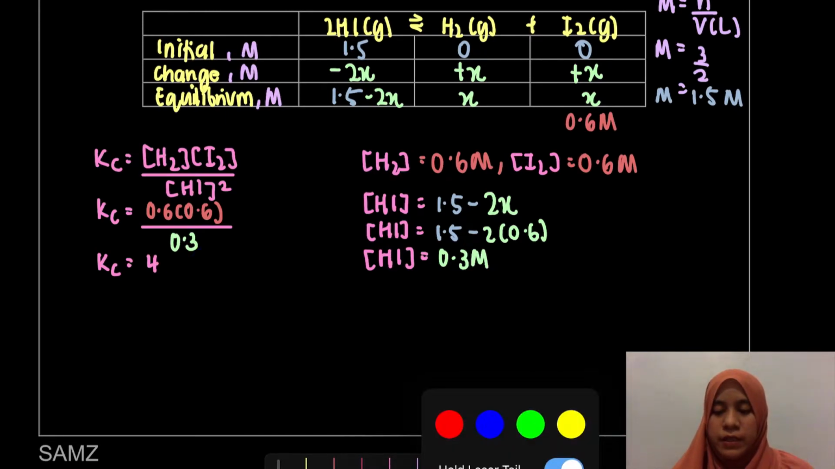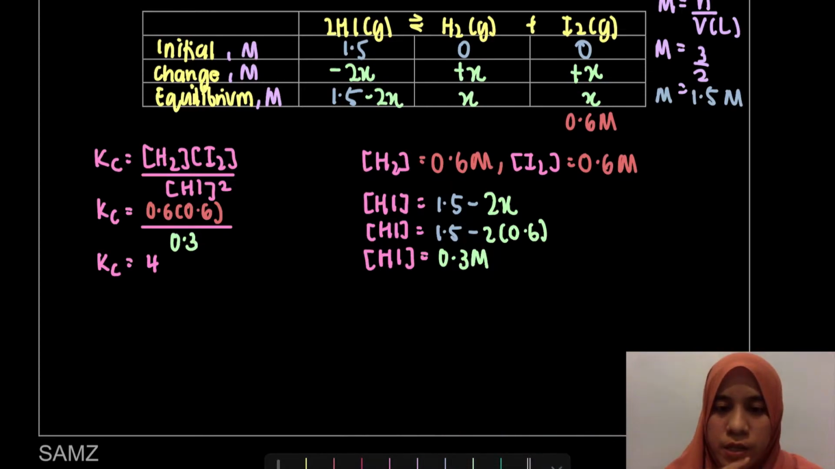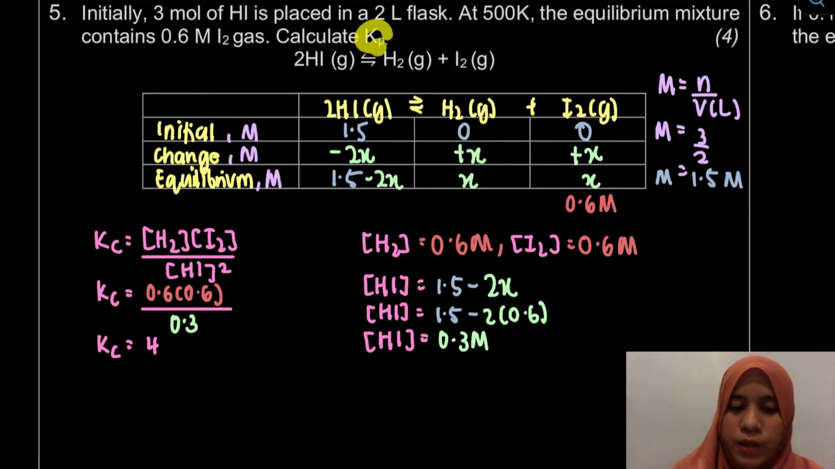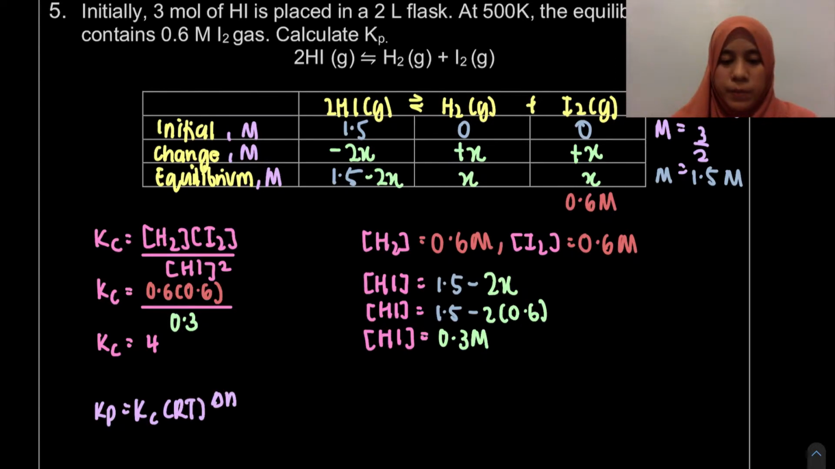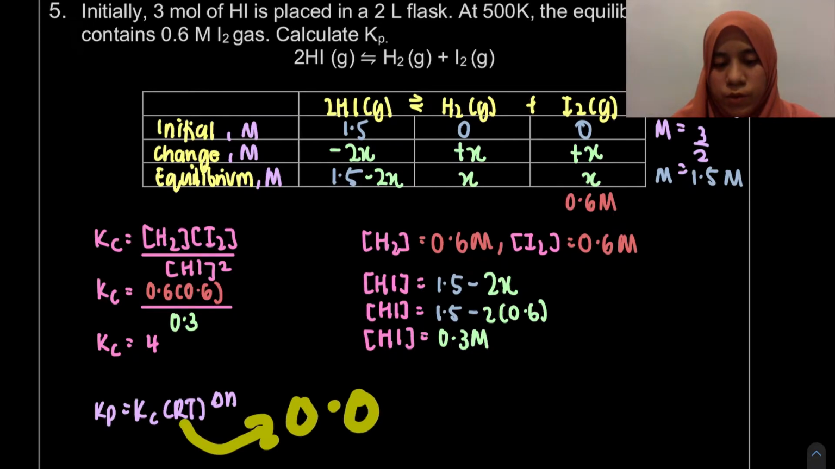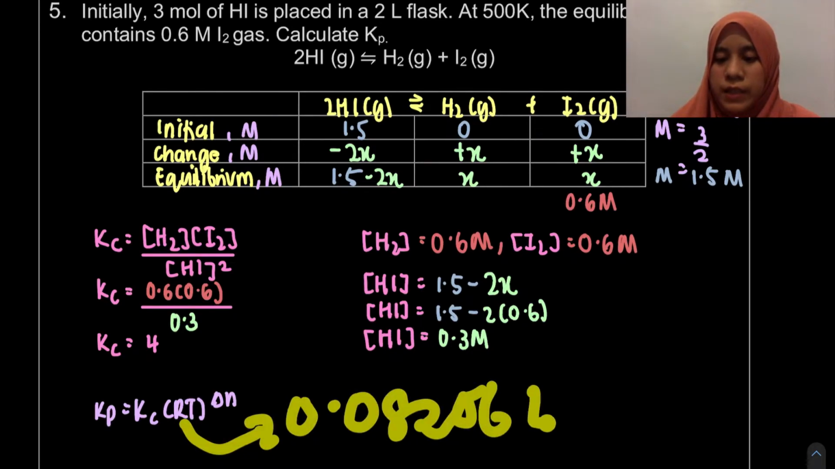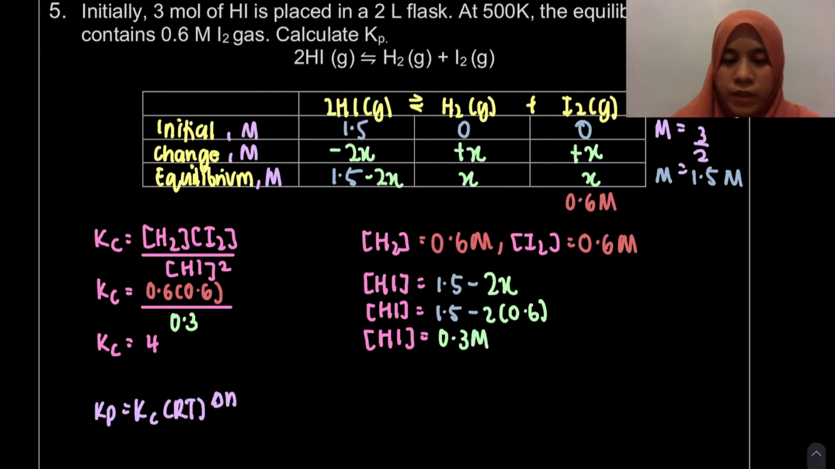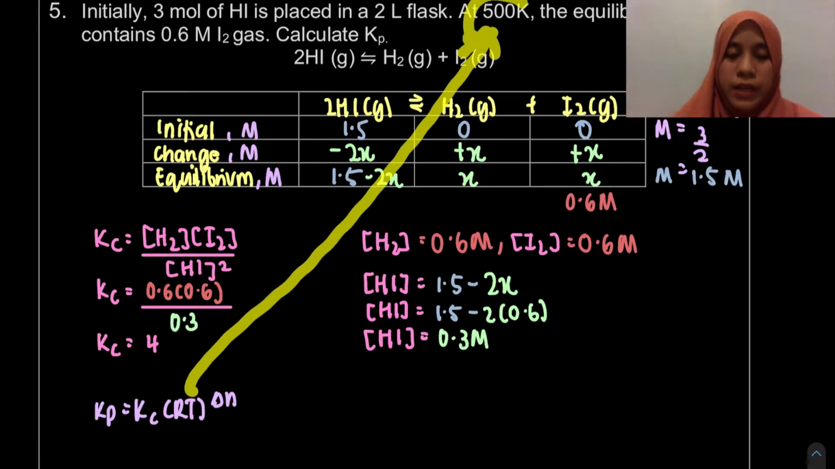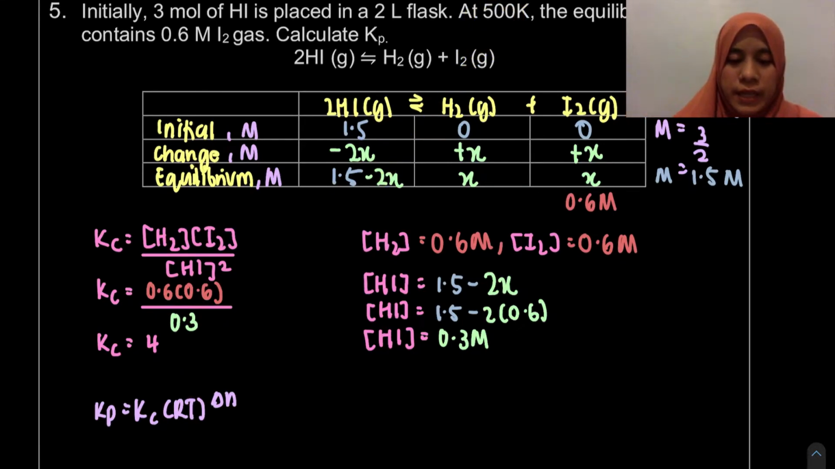But then, the step is not yet finished because we also have to find our Kp. So, the formula is Kp equal to Kc RT delta n. Remember that R is your gas constant, 0.08206 liter atm per mole per Kelvin. So it means that the temperature must be in Kelvin. As we can see here, temperature is 500 K, so no need to convert. Delta n is mole of product minus reactant.